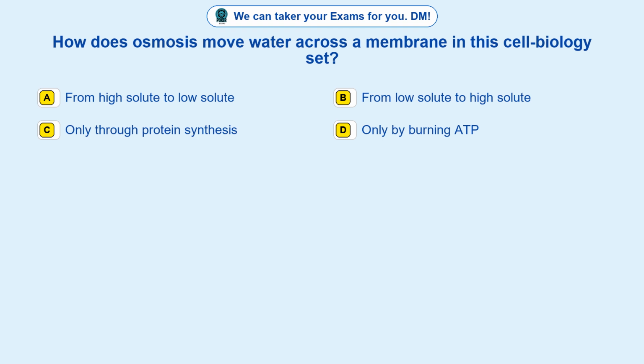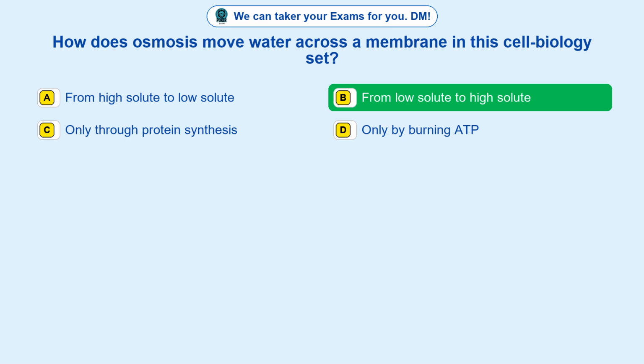Question 6. How does osmosis move water across a membrane in this cell biology set? Option A, from high solute to low solute. Option B, from low solute to high solute. Option C, only through protein synthesis. Option D, only by burning ATP. The correct answer is option B, from low solute to high solute.